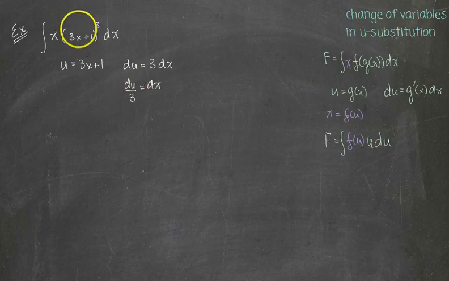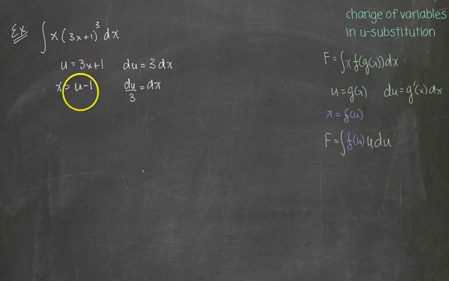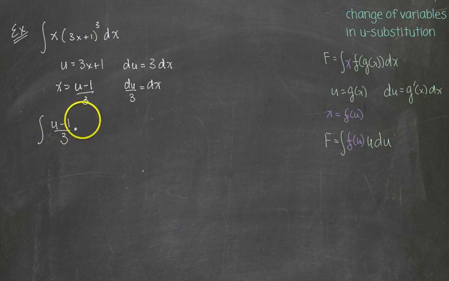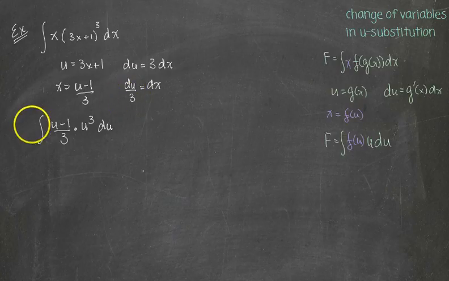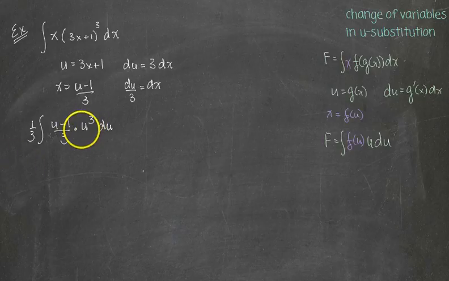I can replace the inside part of my cubic function with u, but this x is a problem. So I'm going to solve for x here. x equals (u minus 1) divided by 3. So now if I make my substitutions, I've got x is (u minus 1) over 3 times u cubed du, or dx now becomes du over 3, and remember, du over 3 is just the constant 1/3, so I pull that out front. And from here on out, this is a pretty straightforward integration.